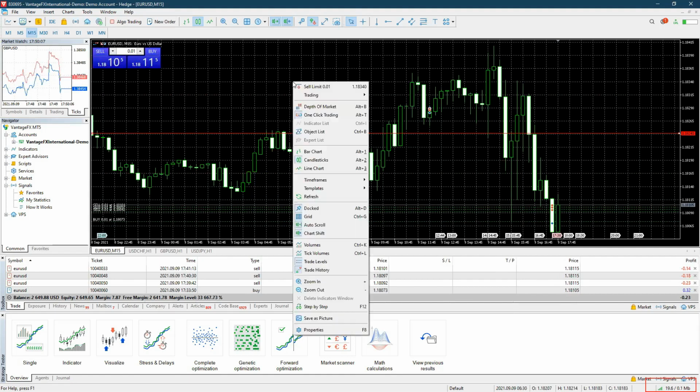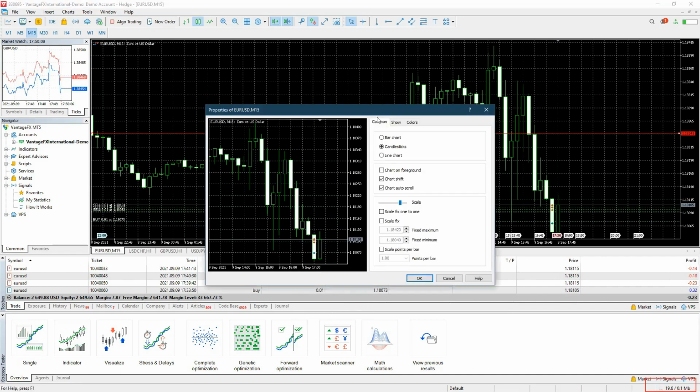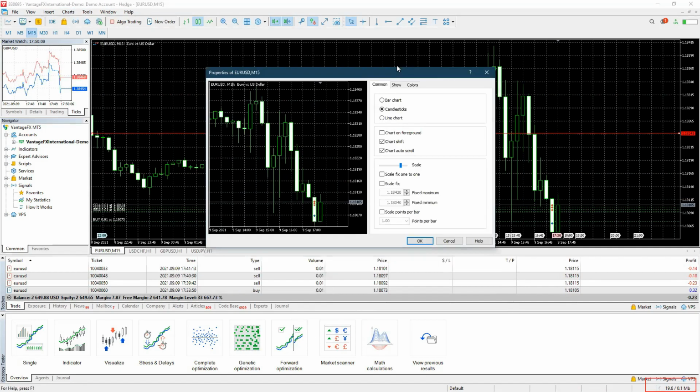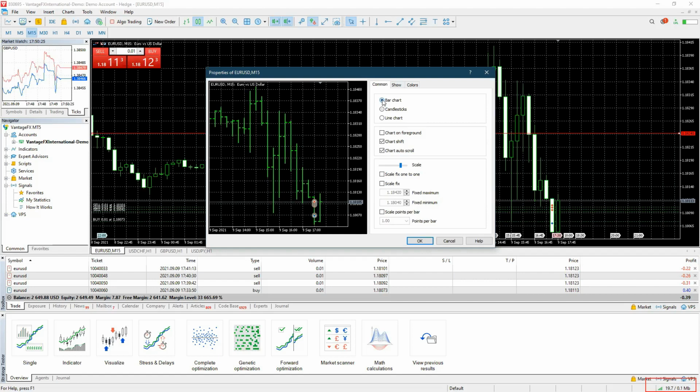What you do is right click and then go down to properties. This is where you customize how you want your chart to look. The dark background and everything doesn't, for me, show things well, and is not conducive, so I want to change the way it looks. You could change it to a bar chart if you prefer, or a candle chart, or a line chart. But the candlestick chart is what I'll go with.